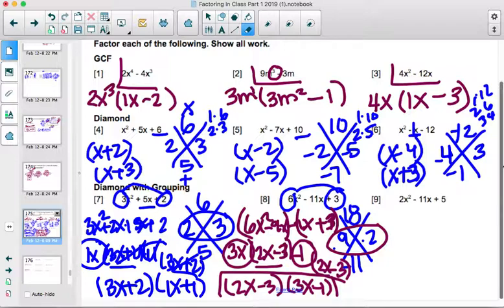Right, and I'm kind of running out of space for that last one. I think you've done enough practice with that type, so we'll move on to the next type.